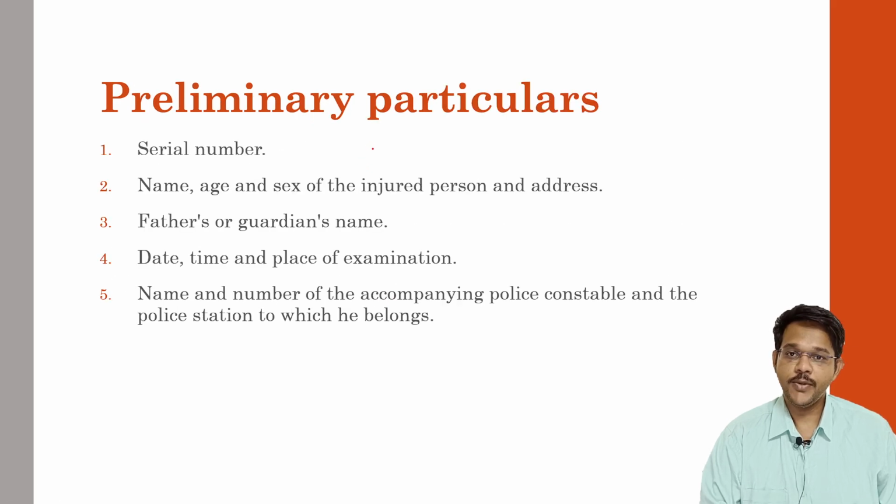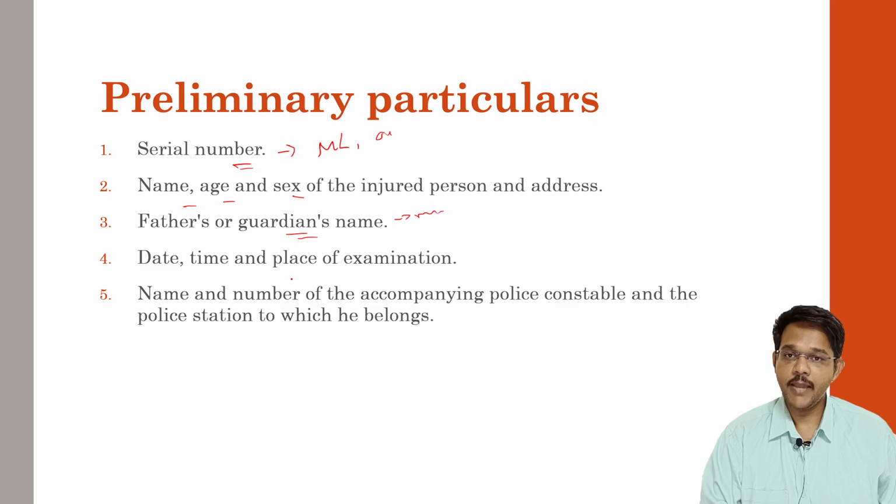An injury report consists of preliminary particulars, observations, and lastly opinion. The preliminary particulars mainly include the details of the patient. First is the serial number, which includes the medico-legal case number or outpatient number, or anything which can be used for identification in the record section. Next is the name, age, sex, and address of the injured person, and the father's or guardian's name in case of a minor.